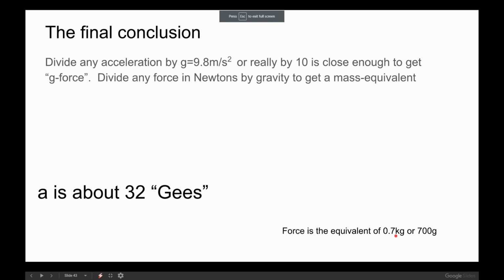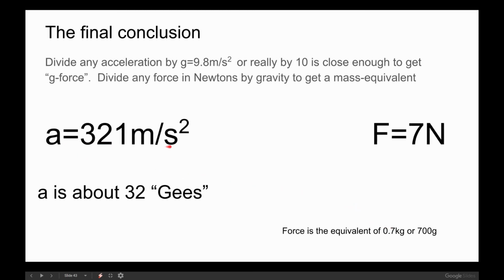Okay, we're back. The final conclusion from part 3 was we divide any acceleration by gravity. 10 is close enough to get the g-force. You get a reported acceleration like 400 meters per second squared. That must be a fast car. It's like, first of all, a quickly accelerating car, not fast. And 400 meters per second squared is 40 g. You're dead. And divide any force given to you in newtons by gravity to get a mass equivalent.